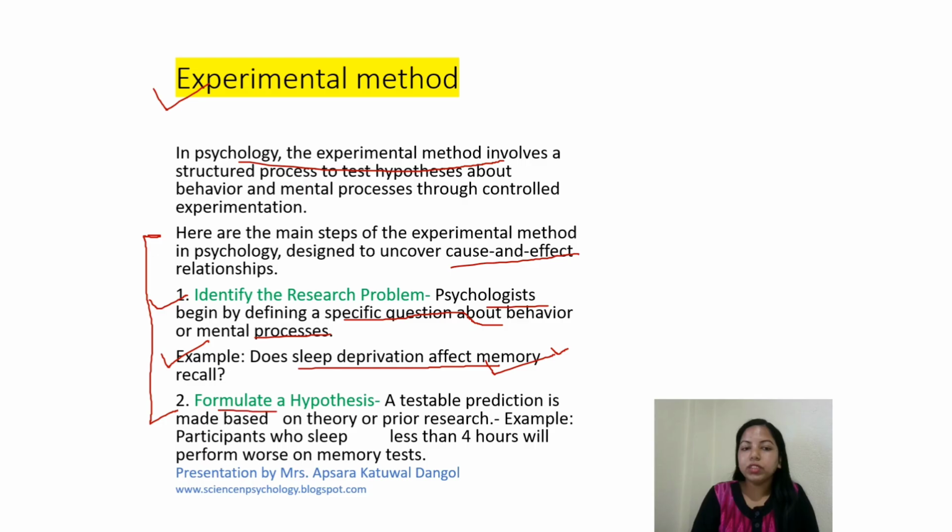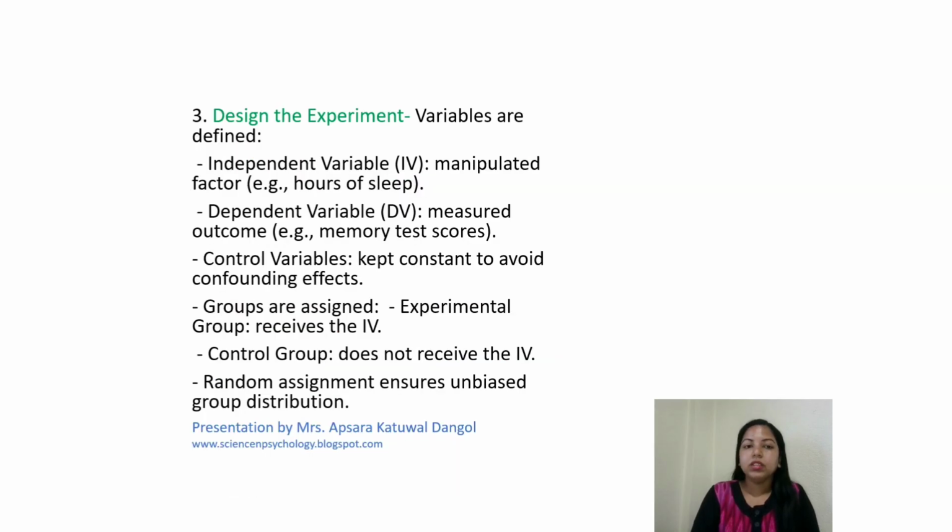Then we formulate a hypothesis after identifying the research problem. A testable prediction is made based on the theory or prior research. Example, the hypothesis can be: participants who sleep less than 4 hours will perform worse on a memory test. Third step is to design the experiment. So variables are defined. Independent variable is defined, dependent and control variables.